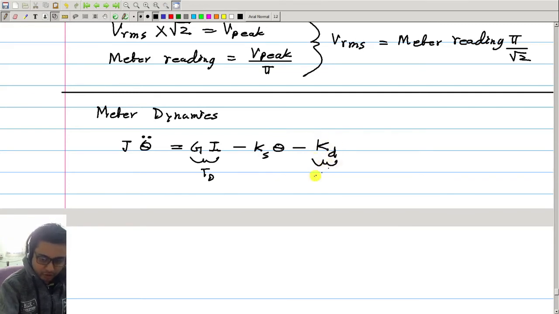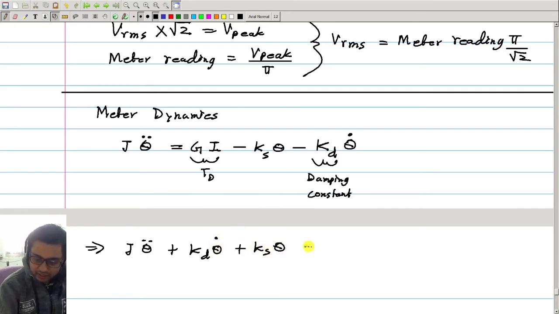By the way, this is called the damping constant. I don't know whether I mentioned the term. That is the damping force per unit angular velocity. So this is like Newton's law. Inertia times acceleration is the total force. One component from the deflecting, one from the spring, one from the damping. And from this we wrote J theta double dot plus K_D theta dot plus K_S theta equal to G i.